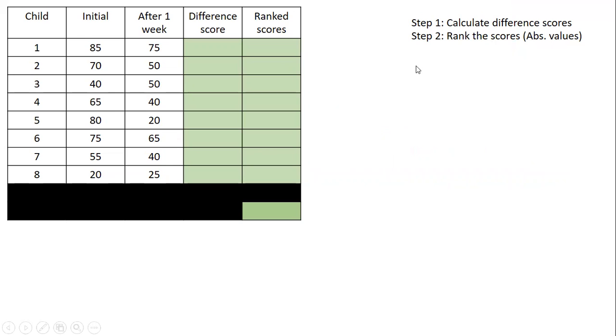Okay, so first thing we're going to do is calculate the difference scores. Then we're going to rank the difference scores according to those absolute values, and then sum that up. Okay, so do steps 1 and 2, and then come back. So: difference scores, rank the difference scores according to their absolute value, and then sum that column.